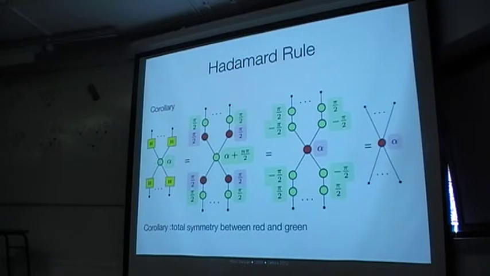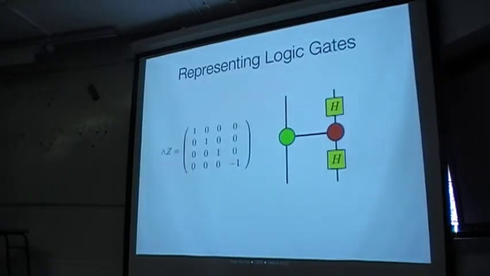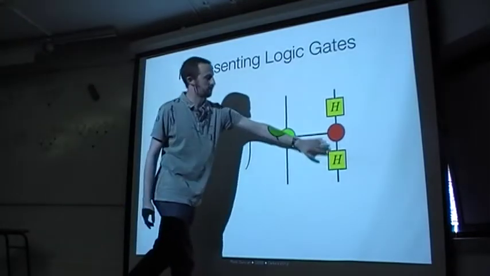Okay. So let's use this Hadamard for something. Here's the C0 again. So I want a CZ, I know that I just have to put Hadamards onto the target qubit.